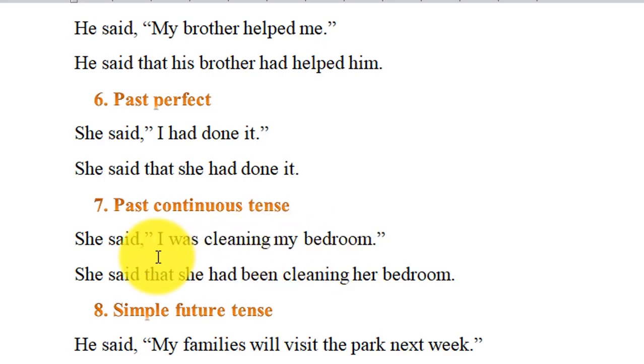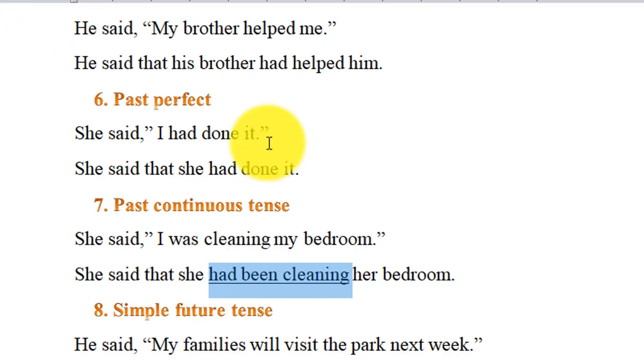I was cleaning my bedroom. So she says that she had been cleaning her bedroom. Look at this example: had been plus ing. I want to underline this verbal phrase here. She said that she had been cleaning her bedroom. My can be changed into her, because this is a kind of pronoun, and the pronoun should be changed as I explained before, according to the speaker. Have you seen the difference here? The quoted direct speech and the unquoted one are written here. This is the indirect speech, or reported speech.